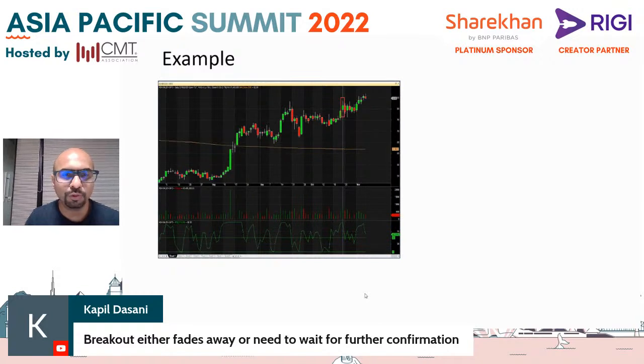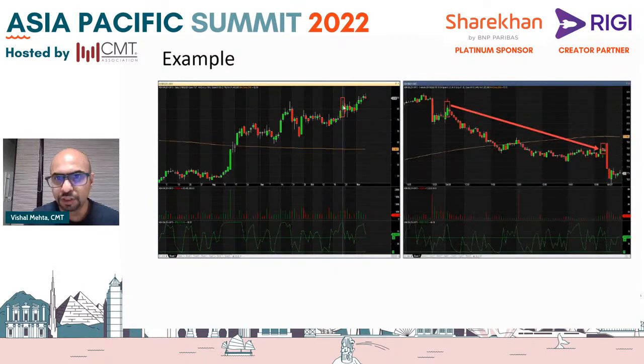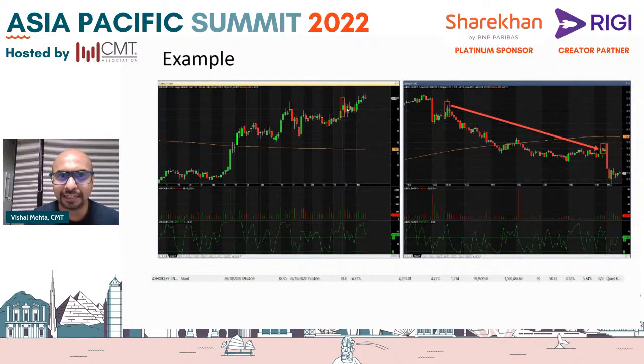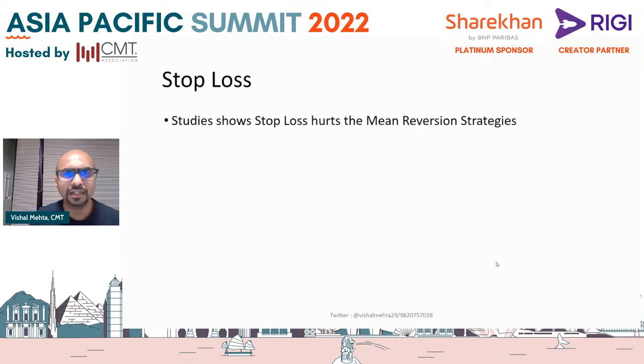Another example we took was a stock above its 200-day moving average. Yesterday it was about 1% up. We shorted it. What happened? The prices went up and we shorted it during the day. In the red candle that you can see, the entire day the stock kept coming down, and that's where we captured a good 4% downfall. We can also set up the stop loss and profit targets.